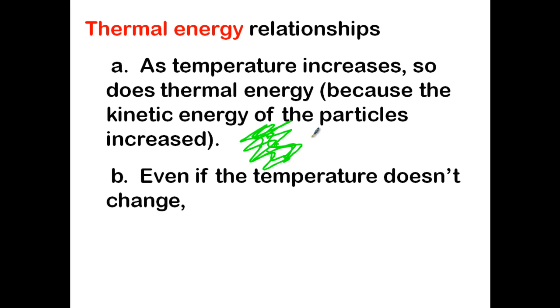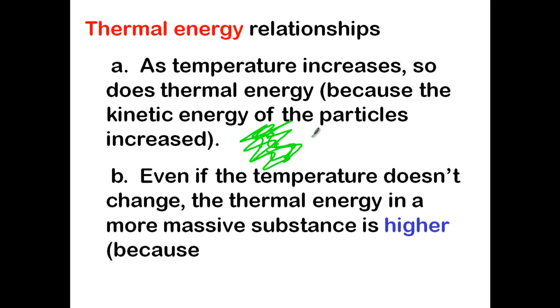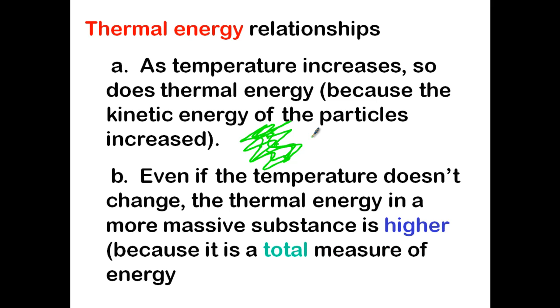So even if the temperature doesn't change, the thermal energy in a more massive substance is higher because it's a total measure of energy. So if you have a big object and a small object, both made out of the same thing, this one is going to have more thermal energy because it's more massive. It has more particles, so it's going to have more energy. So it's got more particles in here. This guy's only got a few.